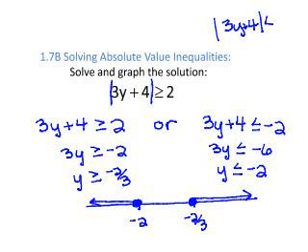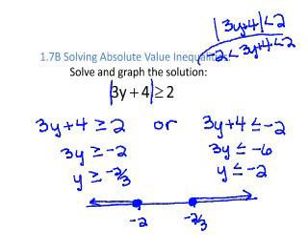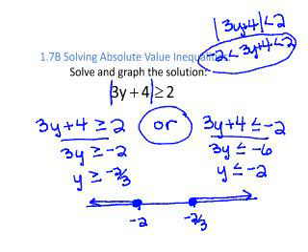If it's, let's just say less than 2, then when we set it up, we go 3y plus 4 has to be in between. So less than 2 and greater than negative 2. Okay, so absolute value less than, we write it as a continued inequality. Absolute value greater than, we do 2 statements combined with an OR, because it ends up being on the outside of those critical points.